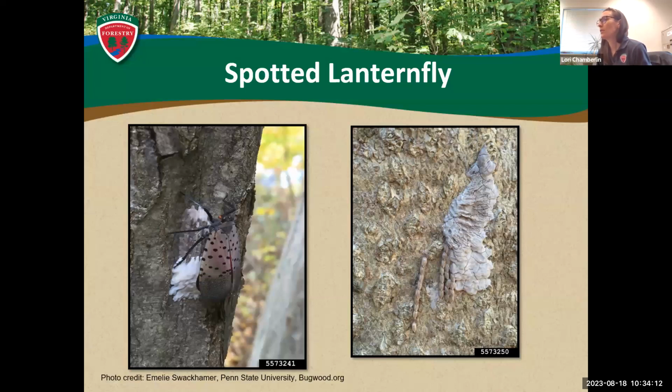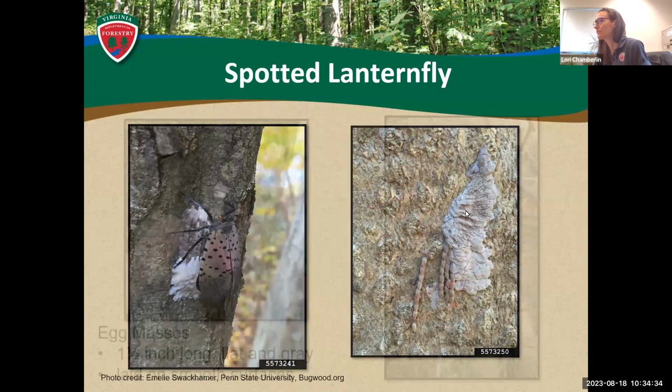Here we see some photos of some spotted lanternfly egg masses. This adult female is laying eggs, individual eggs in rows, and then covering them with this protective covering. This protective covering starts out a bright white color, but then eventually fades to a tan gray color and cracks over time.